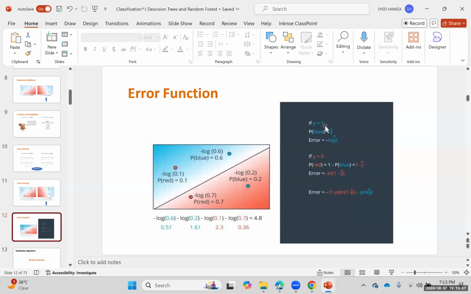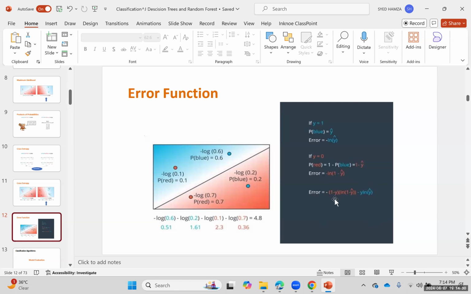Formula. So if y is 1, it means the blue class, so the predicted y hat will be from the probability of the blue class, and that is just negative log of it. If it's red, it will be 1 minus the probability of blue, because we know the total probability is 1, so we just subtract: 1 minus y hat for the red class. So the total error would be 1 minus y times natural log of 1 minus y hat, and then for the blue class it is just ln of y hat times y. So we will be looking at it.